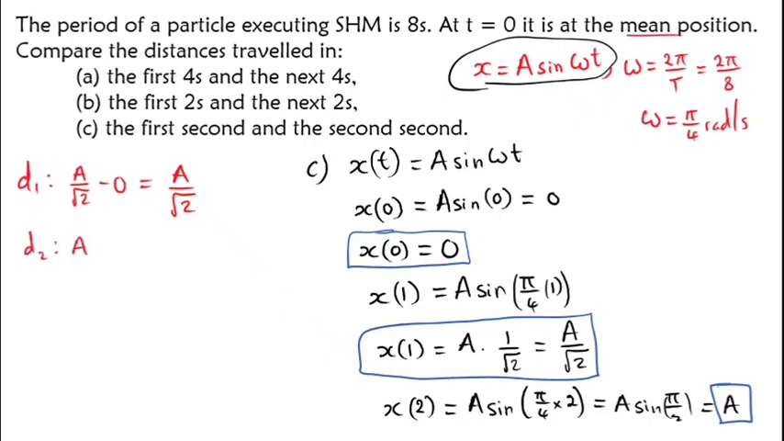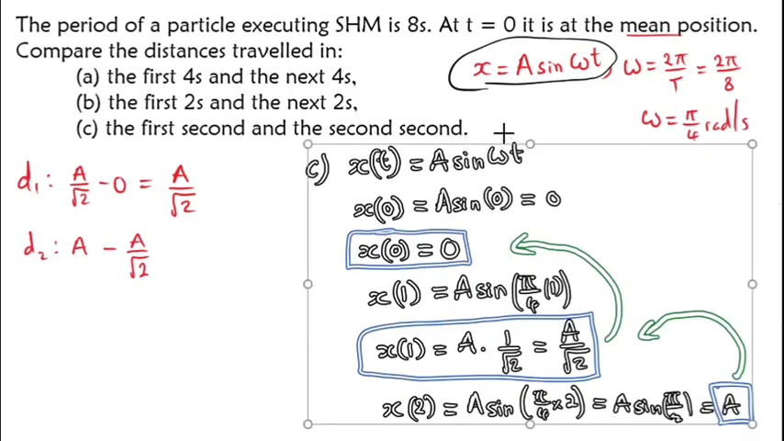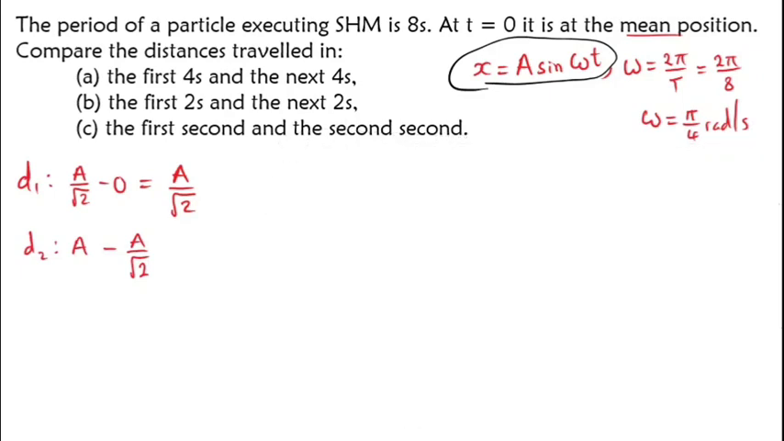minus A over root 2. In case you are lost, what we're doing is this. For the first distance, for the first second, we're saying this distance minus this one. For the next one, we're saying this distance minus this one. So these are the two expressions for distance that we are comparing, because everything we're doing is just a comparison between the two.